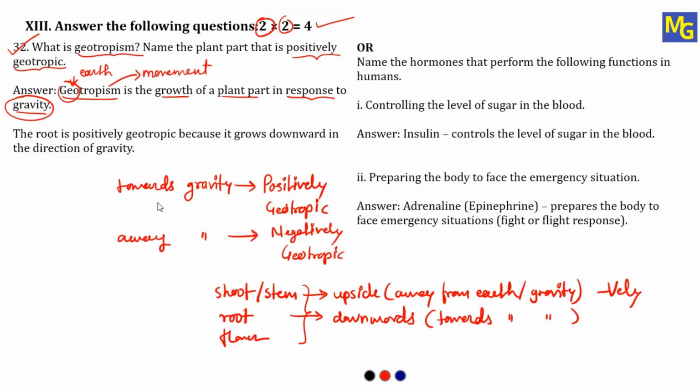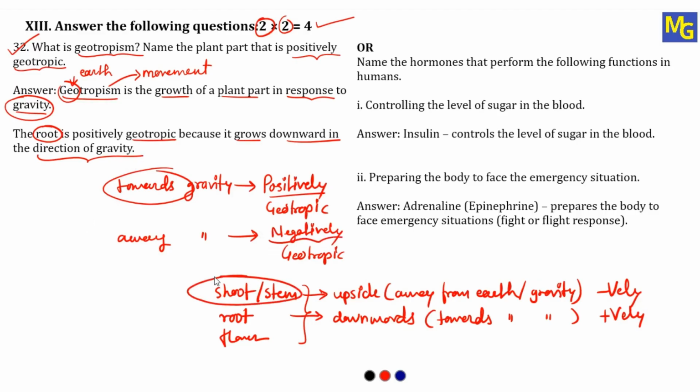Towards means it is positive, so this shows positively geotropic. They have asked the part which shows positive geotropism, and therefore I have written root. Root is positively geotropic because it grows downward in the direction of gravity. I hope you have understood this. If the same question asks for negative geotropism, then you can write shoot or stem. Now the next is the or, because it has an internal choice. Either you can answer what is geotropism, or this question, whichever you feel easy.